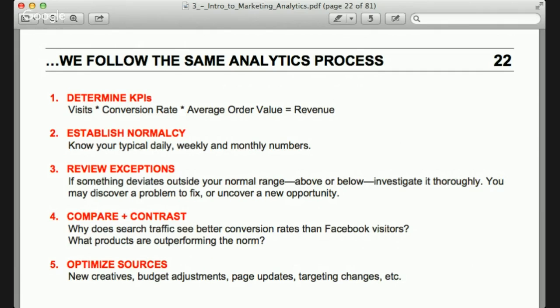Yes. You just said something that I don't think I completely heard. You said something about email marketing versus something else.